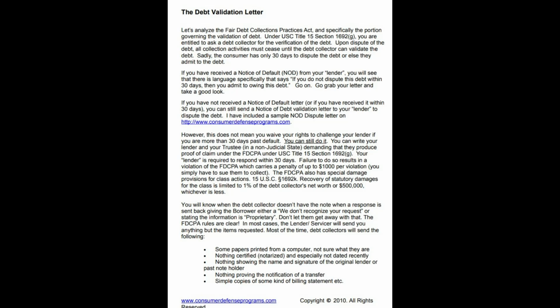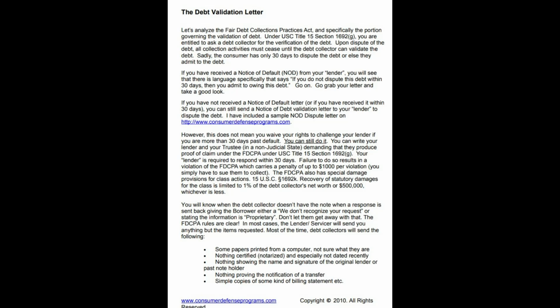However, this does not mean you waive your rights to challenge the lender. If you are more than 30 days past default, you can still do it. You can write your lender and your trustee in a non-judicial state demanding that they produce proof of claim under the FDCPA, under USC Title 15, 1692G. Your lender is required to respond within 30 days. Failure to do so results in a violation of the FDCPA, which carries a penalty of up to $1,000 per violation. You simply have to sue them to collect.